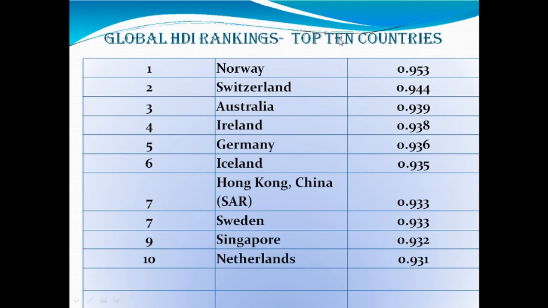These are the top 10 countries according to HDI ranking. At number one is Norway with 0.953, then Switzerland, Australia, Ireland, Germany, Iceland, Hong Kong China, Sweden, Singapore, Netherlands.